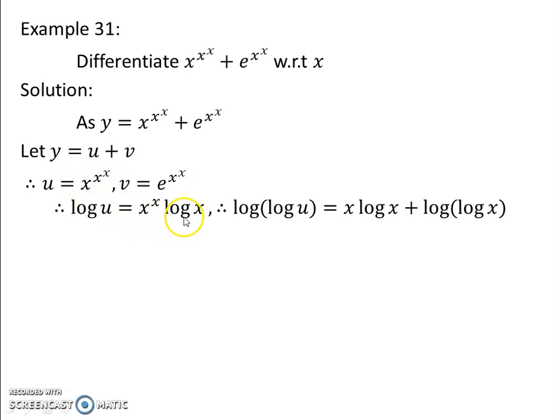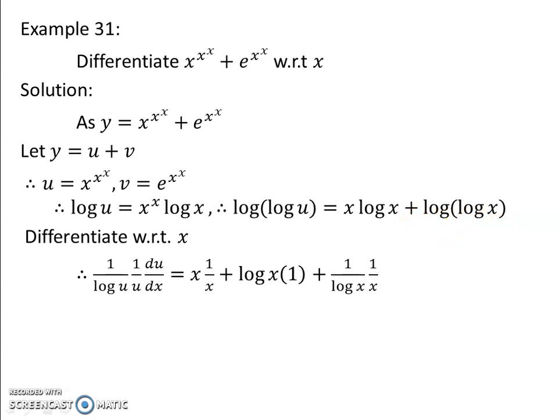x raised to x into log x. But again, if you observe, this contains x raised to x, so again we have to apply log to simplify this. So log of x raised to x into log x will be log of x raised to x plus log of log x. So applying this, log of log u equal to x log x plus log of log x. So simplifying this, we get 1 upon log u into, that we want to find the derivative of log u.